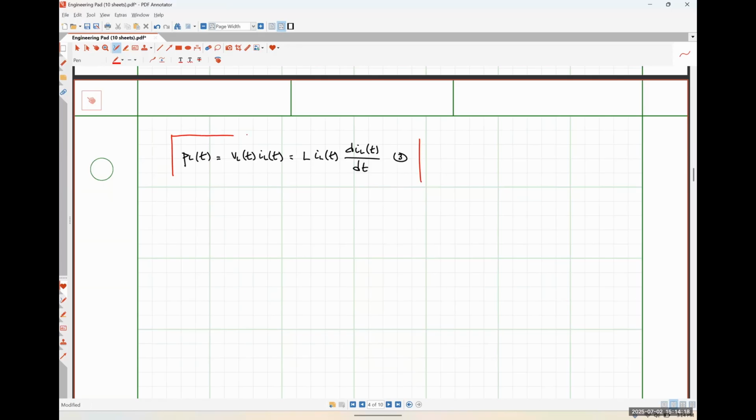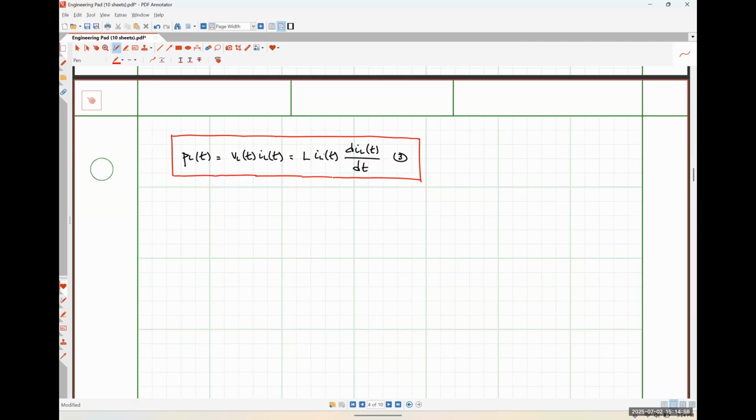For what it's worth, I would say 95% of the time, I wind up just using the V times I relationship. It is very, very rare that I do L times the current times the derivative of the current. I usually just find the voltage, find the current, multiply them together, call it power, and I'm done. I personally find that much easier, and there's usually a little less, well, I guess it's really the same amount of calculus, but there's less opportunity for me to make a dumb mistake. So that's why I prefer to just do V times I. But anyway.